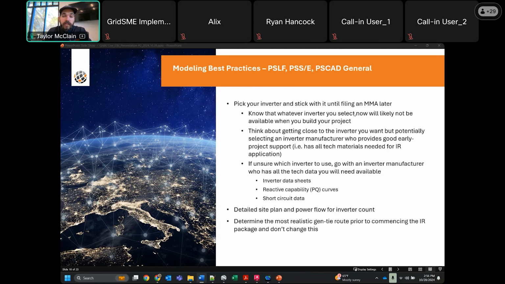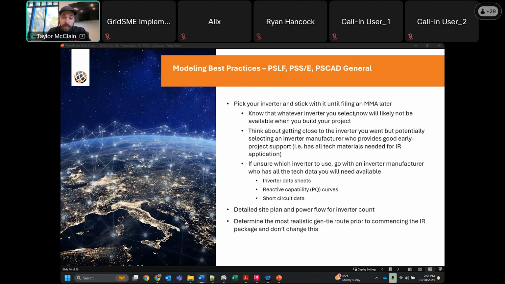The other thing to think about for these modeling purposes is what inverter manufacturer will support the models that you need to submit. For most inverter manufacturers these days, it is not a problem to get your PSLF and your PSSE models. Certainly not a big deal. But what we have seen is that some inverter manufacturers don't have readily available info for Aspen or PSCAD, or they're just harder to work with for some of these more specifics.